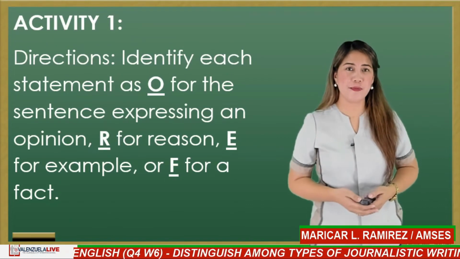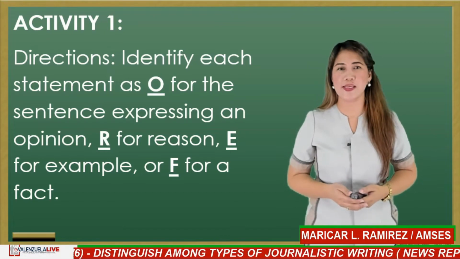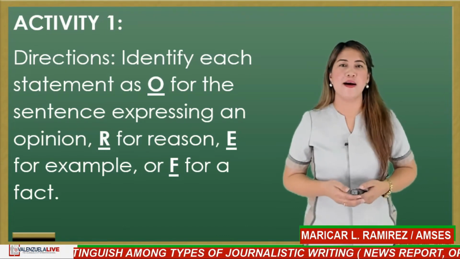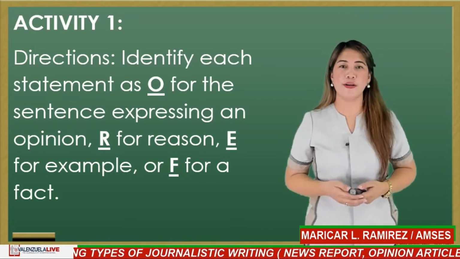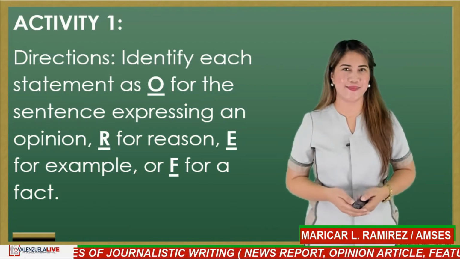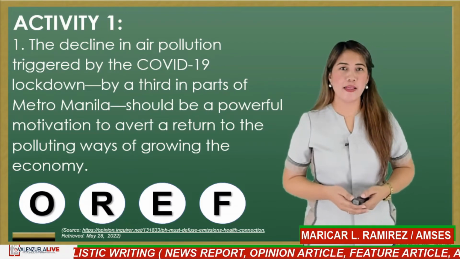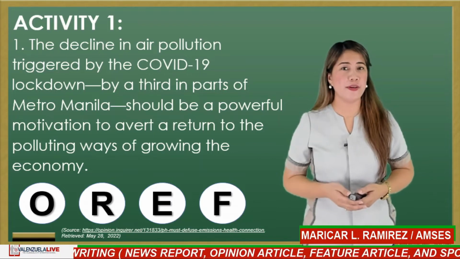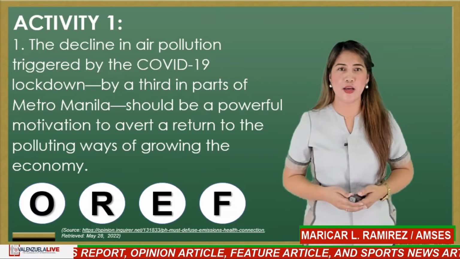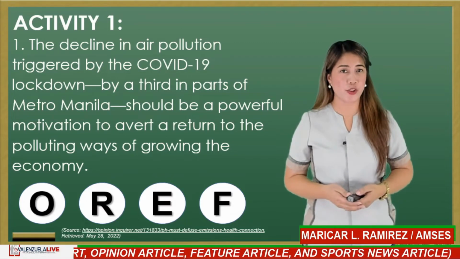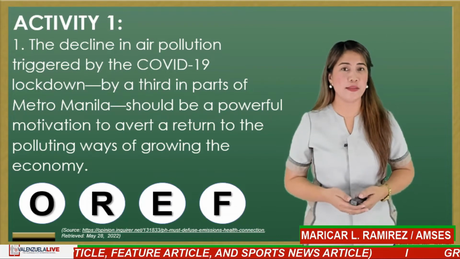For your activity, identify each statement as O for the sentence expressing an opinion, R for reason, E for example, or F for a fact. Number 1, The decline in air pollution triggered by the COVID-19 lockdown by a third in parts of Metro Manila should be a powerful motivation to avert a return to the polluting ways of growing the economy.